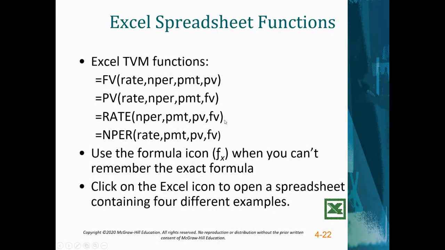Now I can do this also with an Excel spreadsheet. And here, basically, the functions that we've had so far. If I have the interest rate, the number of periods, the payments, which in this case is 0, and the present value, I can calculate the future value. If I have the other 4 things, I can calculate the present value. If I have these 4 things, I can calculate the rate. So I have the number of periods, the payments, present value, and future value. I can calculate the rates, and I can calculate the number of periods if I have the rates, the payments, present value, and future value.